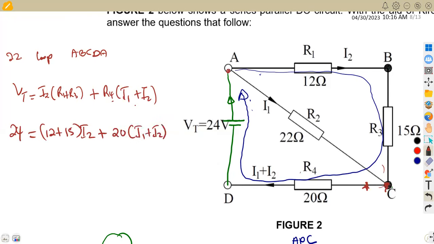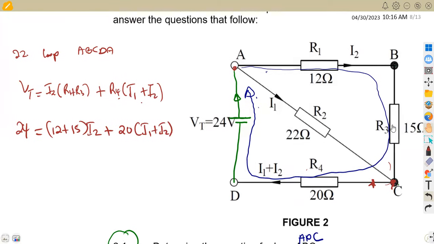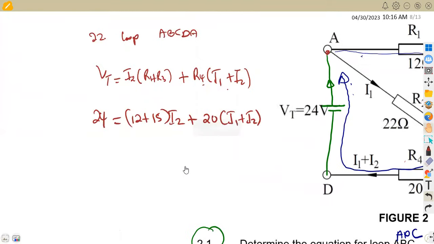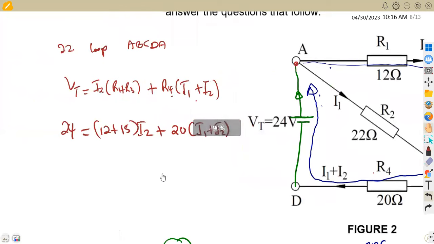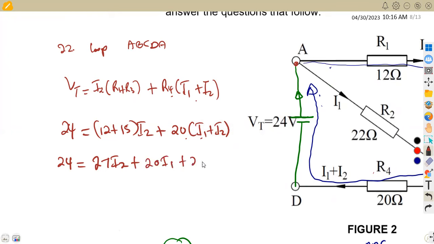All right, so you have formulated an equation. So you just have to simplify this equation further into its simplest form so that we can have an equation that we are going to use in our final answer. So that's 24 is equal to 12 plus 15, which is 27. So this is going to be 27 I2 plus, if we expand the bracket, 20 and I1, that's 20 I1, 20 and I2, which is 20 I2 in this case. All right, so that's 24 is equal to 20 I1.